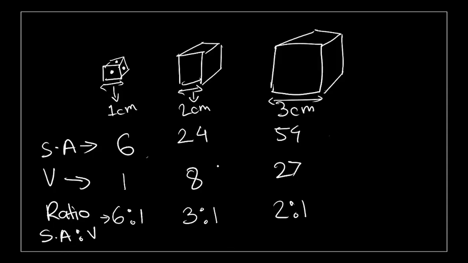So you can see that as the cube grows bigger and bigger, the surface area to volume ratio decreases. Because over here, it was 6, and when it just grew a little bit, it became 2 is to 1. So it makes a lot of difference.